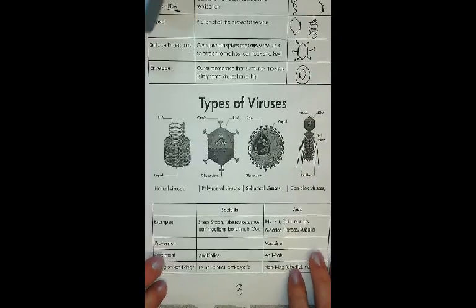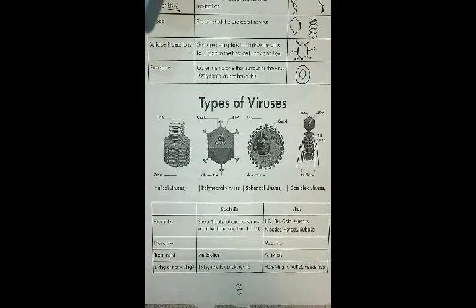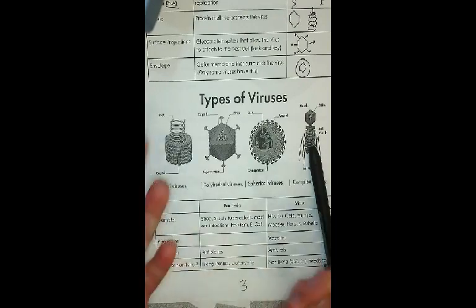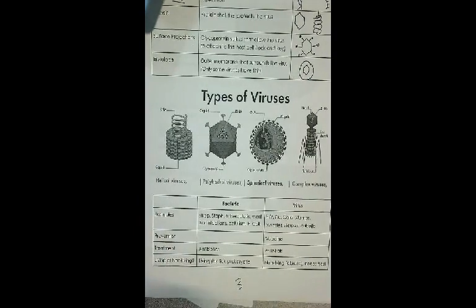So, types of viruses. Here are the types of viruses that we will see. And remember, in order for a virus to replicate, it has to attach to a host. So viruses technically aren't considered living because they cannot reproduce on their own unless they have somewhere else to attach to. So viruses die really easily unless they find a host to replicate in.